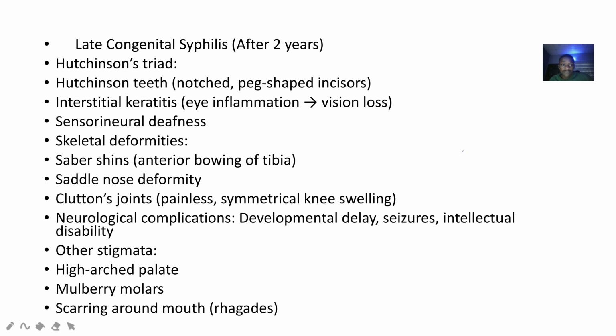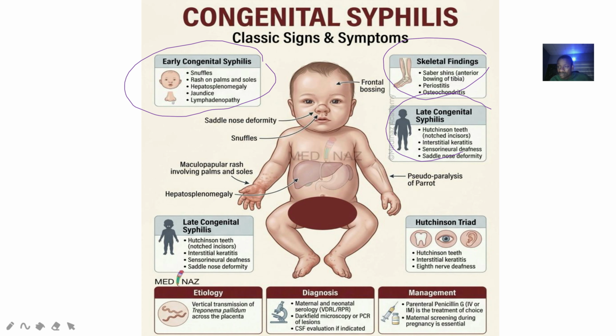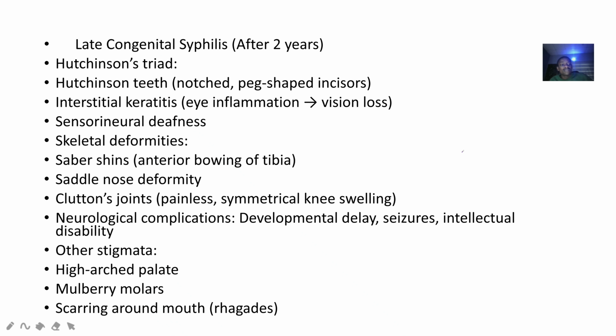So for the late ones, you are having what? The Hutchinson's triad. So the person is having Hutchinson's teeth. We look at that. Interstitial keratitis, we also look at that as eye inflammation. Sensorineural deafness. Skeletal deformities like saber shins, saddle nose deformities, Clutton's joints.